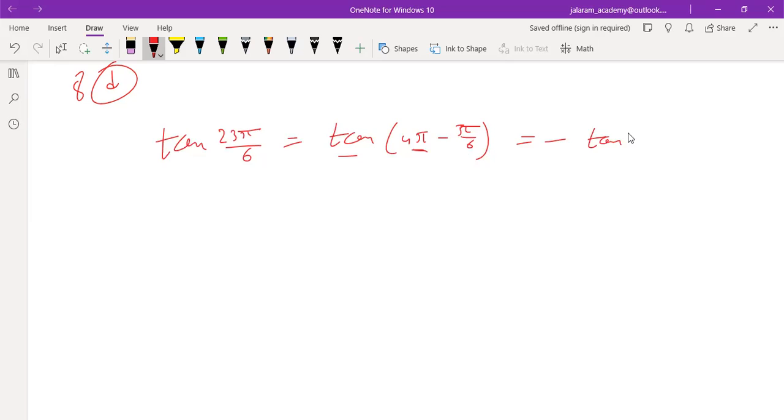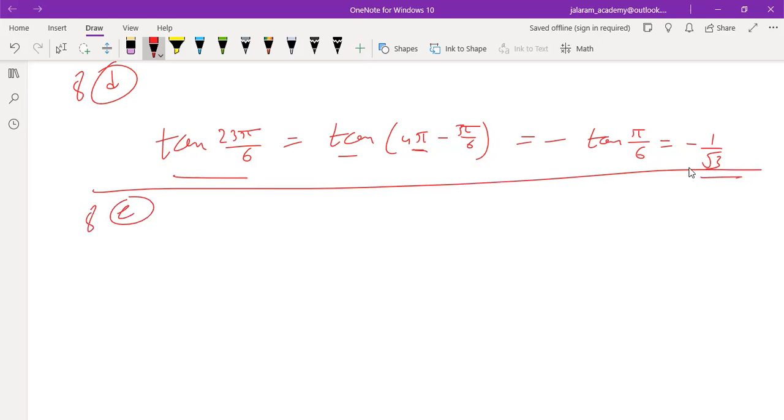So we write tan in place of tan and it is then pi by 6. Value of tan pi by 6, pi is 180 degrees, so 180 degree by 6 is 30 degree. Value of tan 30 degrees is 1 by root 3. So this is giving the value of tan 23 pi by 6 as minus 1 by root 3. Hope you must have understood this.